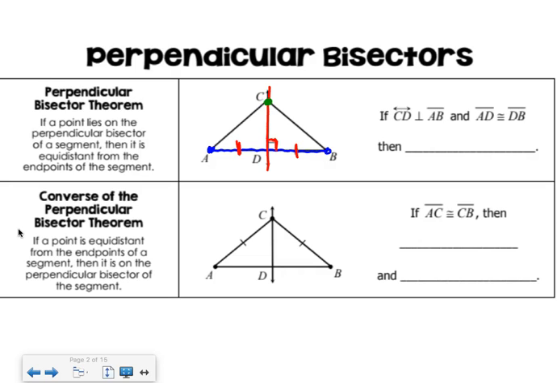So then, AC is equal to CB? I just looked at the other one and it said AC and it's backwards. Well, you're right, because it says if I have a point on this perpendicular bisector, it's equidistant, which means what? The same distance from the endpoints of that segment. So AC is congruent to CB.